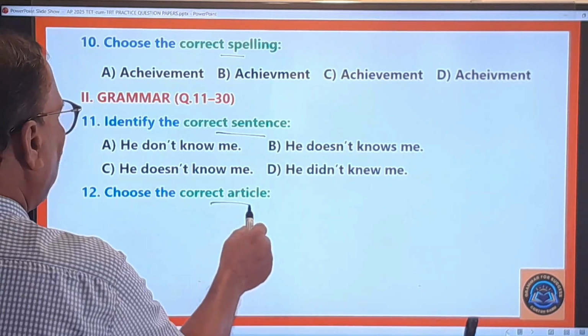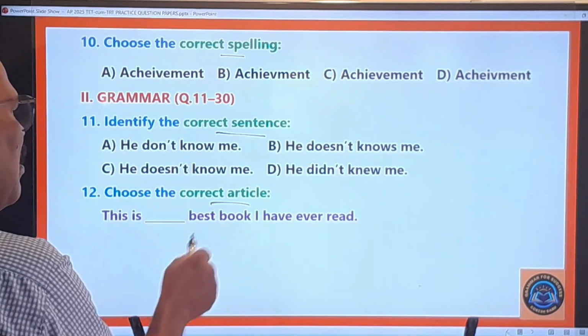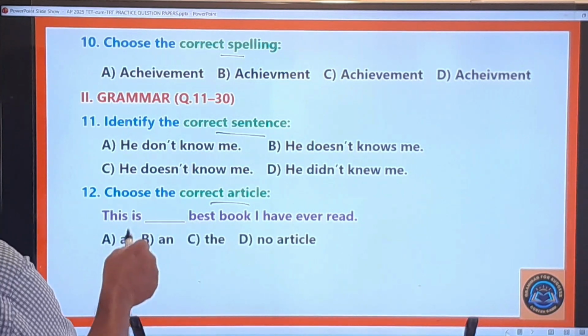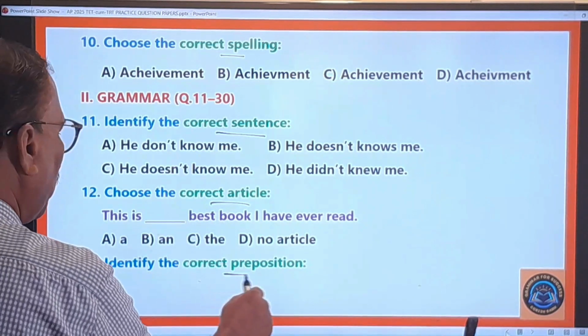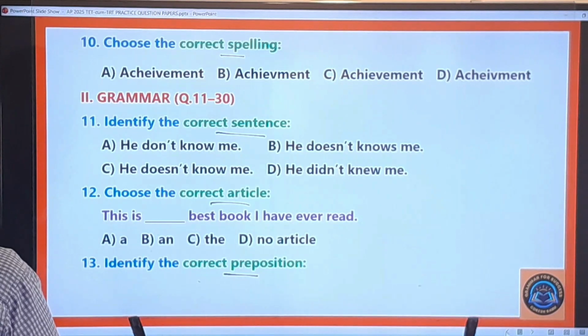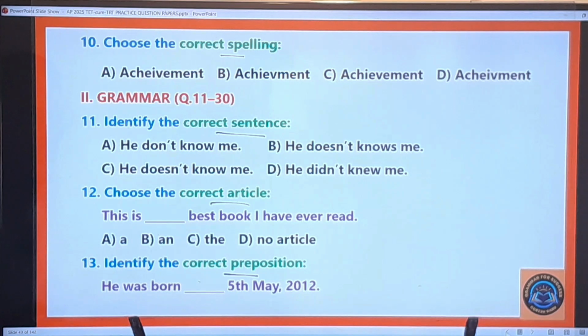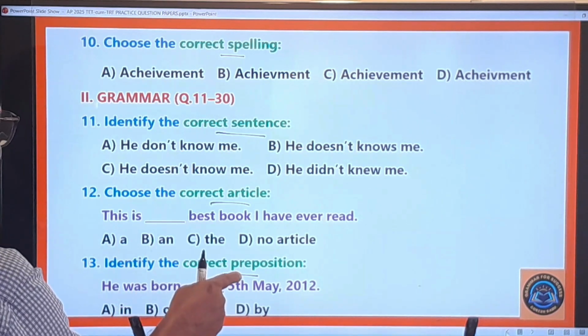Choose the correct article. Okay, and this is dash best book I have ever read. So what are the options given here? A, and, the, no article. Go to the 13th question. Identify the correct preposition. So what is the sentence given here? He was born dash 5th May 2012. And what are the options given? In, on, at, by. Okay.